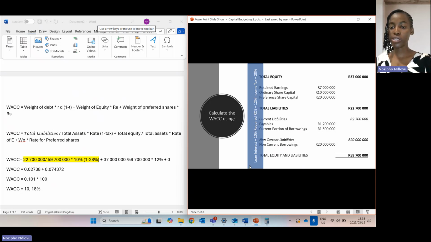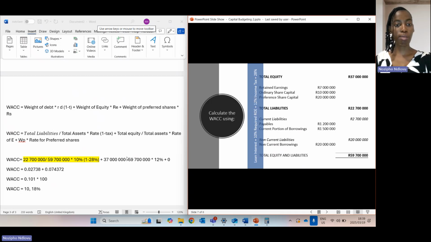How do I know which one was the rate of debt? Because obviously loan interest is associated with the debt that you might have taken. So that was 10%. Then the tax was here also 28%, plus the total equity, 37. Then we divide that by the 15, which is the total asset, multiplied by the 12, which is the ROE, the rate of equity. And then we have the 0 because at the end of the day, we didn't have the preferred shares, and then we did our calculations.